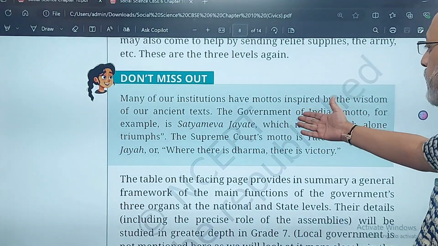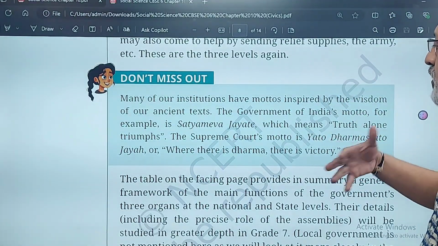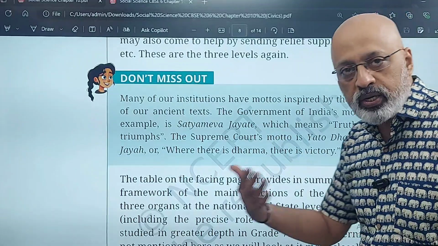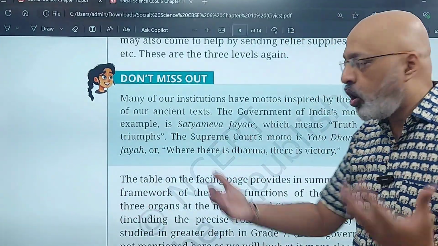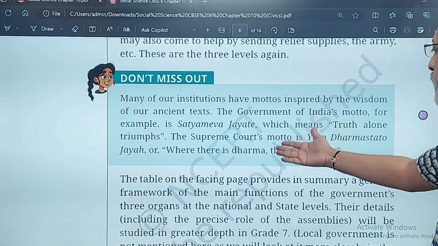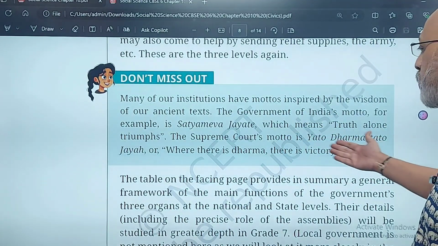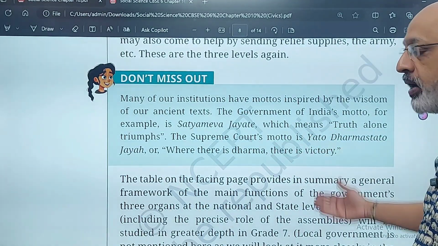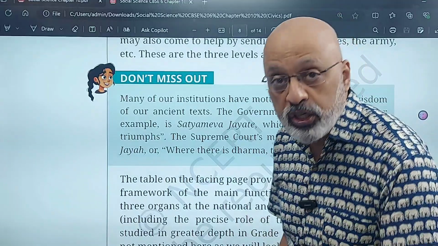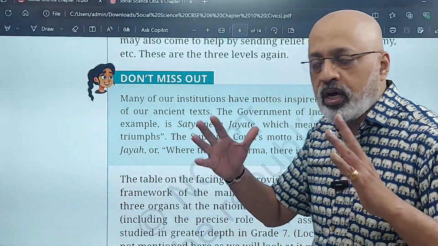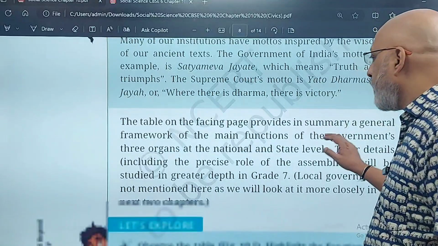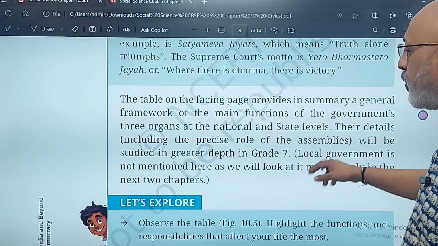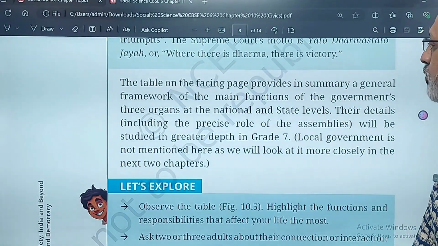Okay. Many of our institutions, now this is talking about the motto, India का तो है सत्यमेव जयते, that is truth alone prevails or truth always prevails. सुप्रीम कोर्ट का मोटो है यतो धर्मस्ततो जयः, that is जहां पे धर्म है वहां पर हमेशा जीत होती है. So धर्म की जीत, धर्म means something which is absolutely right. It's not, I mean, not talking about religion, dharm, not in the sense of religion alone.